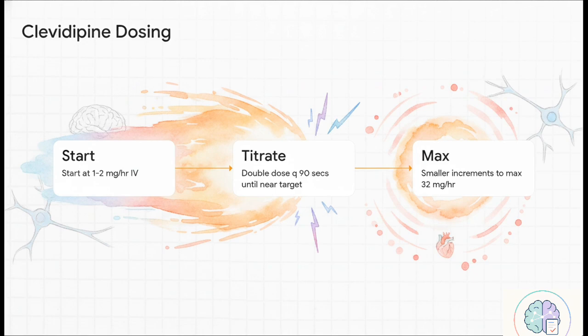You start at 1 to 2 milligrams per hour IV. Then you literally double the dose every 90 seconds until you're nearing your desired blood pressure target. Once you get close, you back off, making much smaller increments, maxing out at 32 milligrams per hour. Though honestly, in practice, control is usually achieved at 16 milligrams per hour or less. Perioperative data shows you can get a 4 to 5% drop in systolic blood pressure within just minutes.